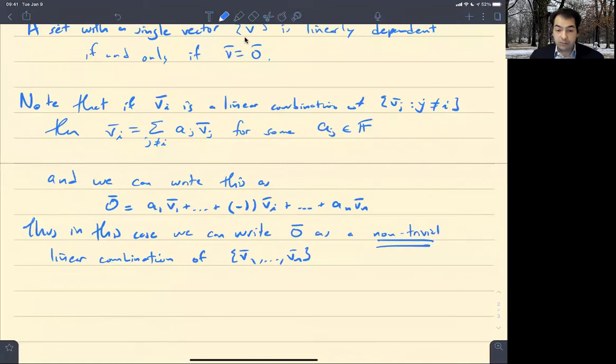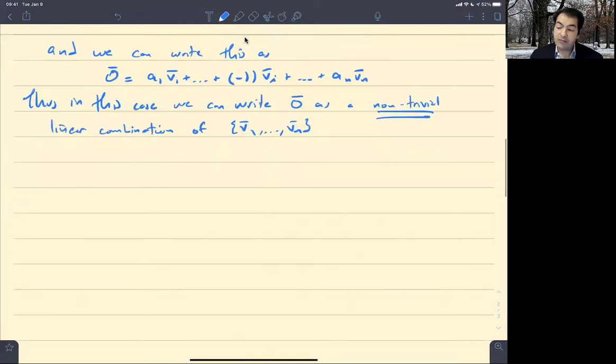Okay, so let me double underline non-trivial, because you can always write 0 as a linear combination of vectors. That doesn't tell you anything about the set of vectors. But it's not always the case that you can write 0 as a non-trivial linear combination of a set of vectors. Right? And in fact, this is going to be equivalent to linear dependence. So let's start with the other side.